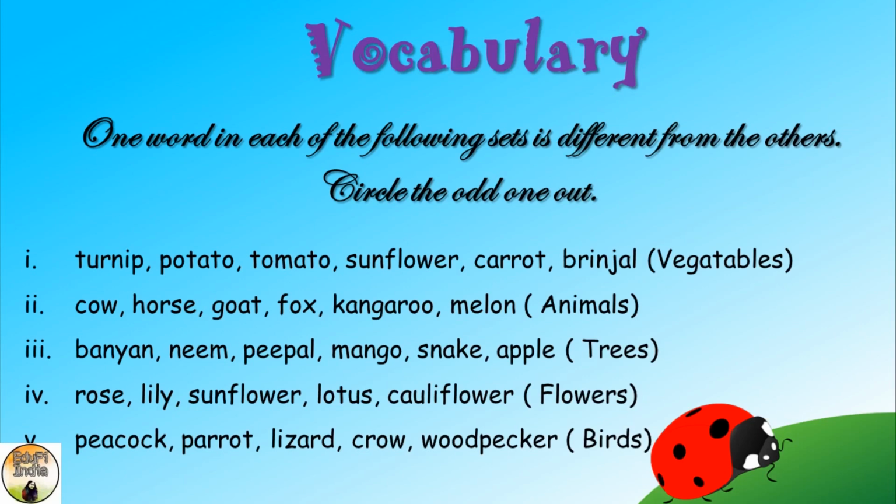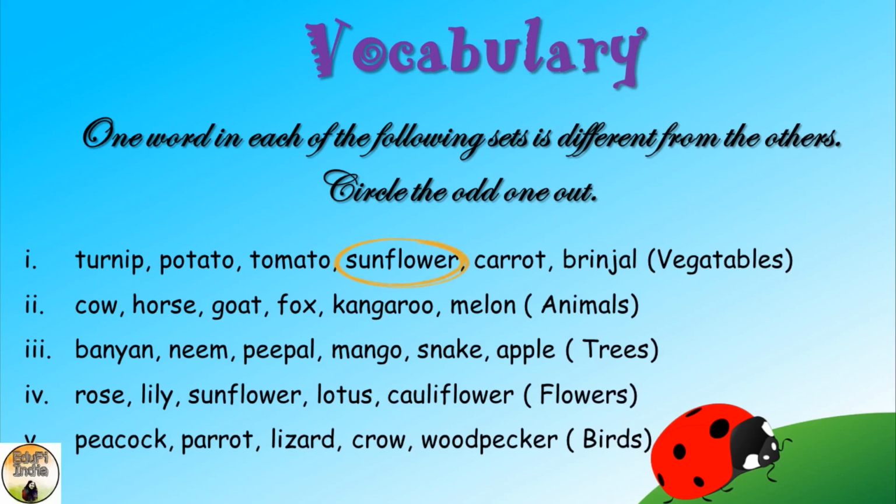Turnip, potato, tomato, sunflower, carrot, brinjal. Now here all of them should be vegetables. So can you find the odd one which is not a vegetable? Yes, it's sunflower. So we will encircle it. In the similar way we will attempt all other questions.